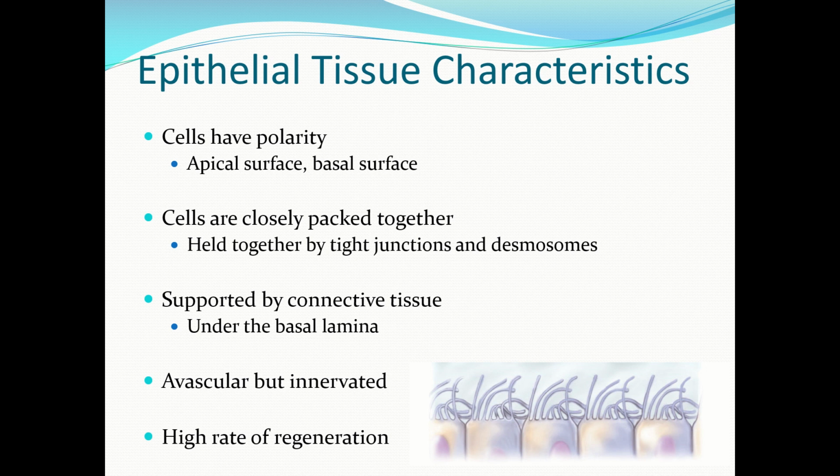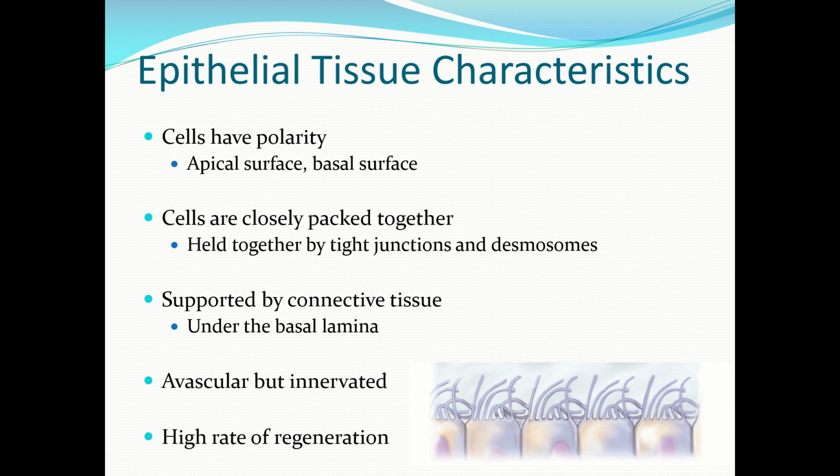Epithelial cells are closely packed together. They are held together by tight junctions and desmosomes. Recall that tight junctions pinch cells together very tightly, and desmosomes are part of the cytoskeleton that allow for flexibility between the cells so they don't rip.